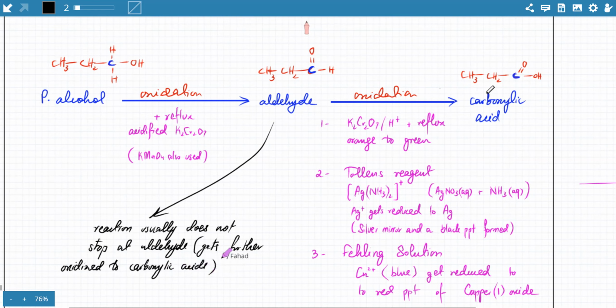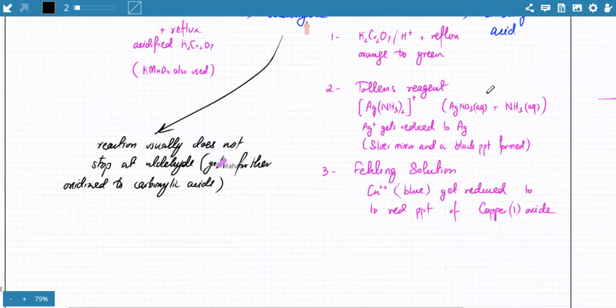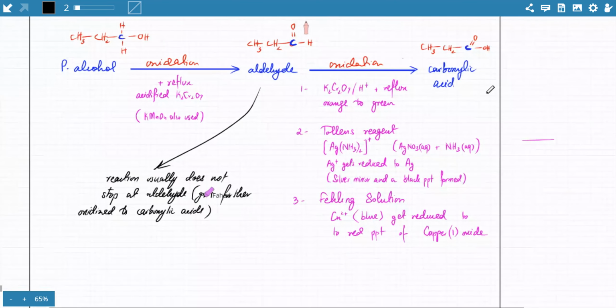As it gets further oxidized to carboxylic acid. अच्छा, लेकिन what if you want to stop it at aldehyde? अच्छा, reflux का क्या मतलब है? Reflux का मतलब है कि कोई भी चीज़ इस कंटेनर में से बाहर नहीं निकलेगी. There's going to be a condenser on top. Anything that evaporates would fall back into it.